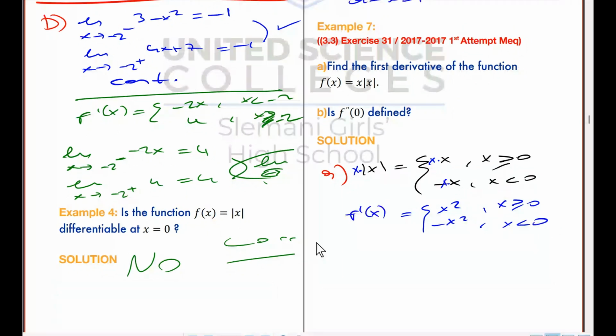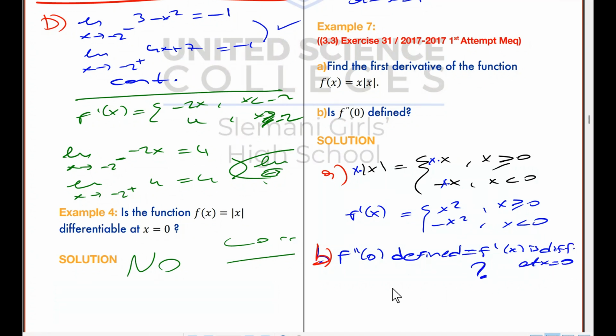So this is the derivative. Part 2, the second part B, is asking whether f double prime of 0 is defined. So what does that mean actually? It means f prime of x is differentiable at x equals 0. So if f double prime of 0 is defined, then f prime of x is differentiable at x equals 0. So we're going to check differentiability of this piecewise function.